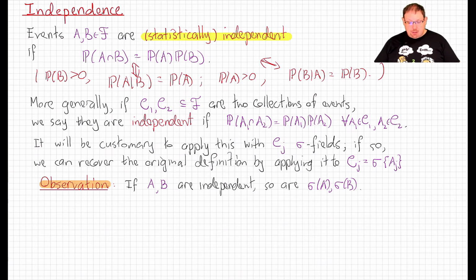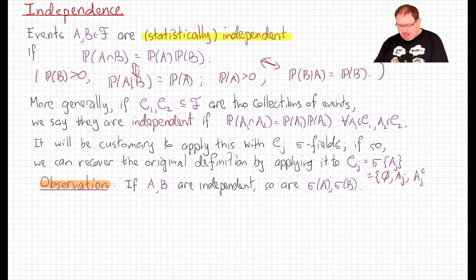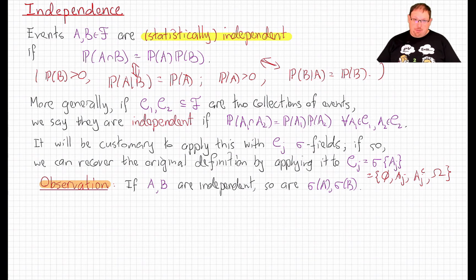We could make the definition just for sigma fields of events if we note that we can recover the original definition by saying that two events, A1 and A2, are independent if and only if the sigma fields they generate are independent. That might sound like a stronger property, but let's note that for a single event, the sigma field that it generates has four elements: the empty set, the event itself, its complement, and the entire space. That is, at most, four elements. If A is either the whole space or the empty set, this will only have two elements.